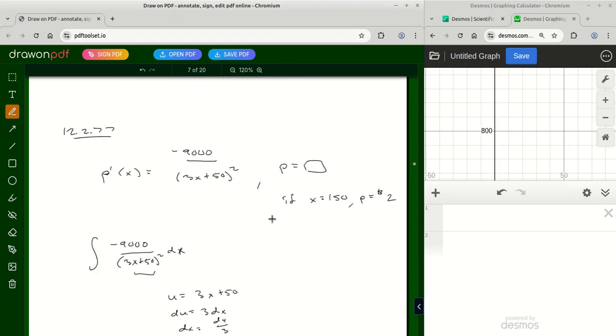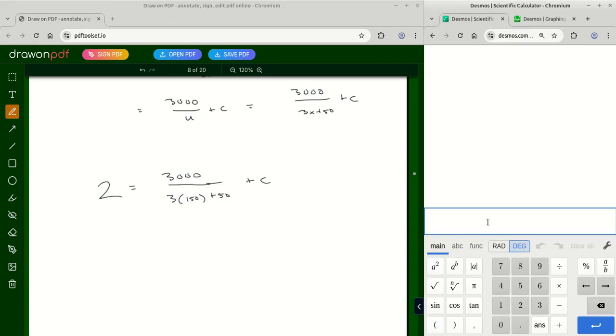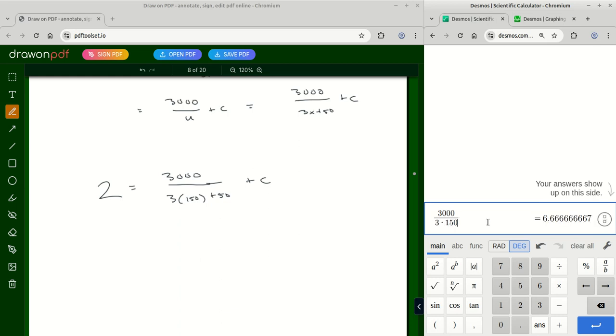So in order to find the plus c, I'm going to go and plug this stuff in. So 2 is my answer whenever I plug in 150. So 2 is equal to the 3,000, and I'm going to plug in the 150 plus 50 plus c. And then we're going to solve for c. So 3, you know what? Calculator. 3 times 150 plus 50. Oh, the whole thing's 6. How convenient. Minus 6 on both sides. So c is equal to a negative 4.